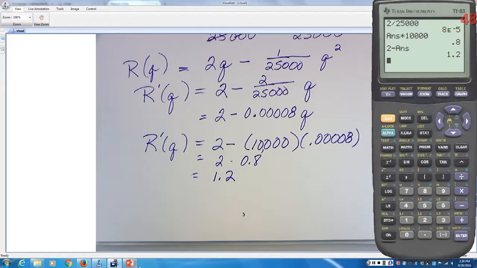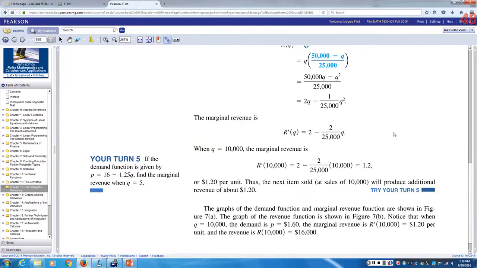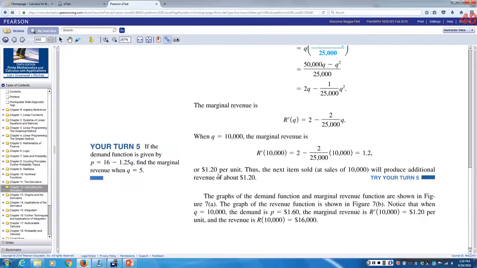That's exactly right. It's also $1.20 per unit, okay? Because marginal revenue, remember, is the difference in the revenue with respect to the difference in the price. So that's $1.20 per unit, not per 10,000, because we use 10,000 in there. So it's per 1 unit.